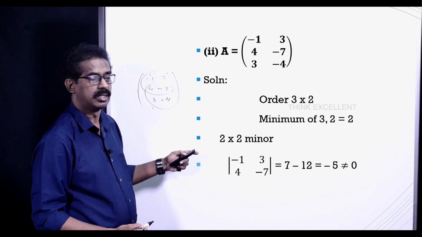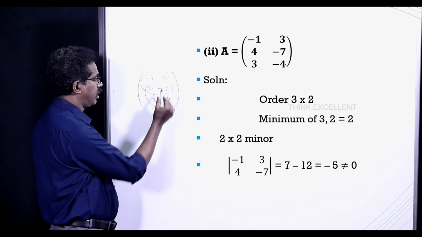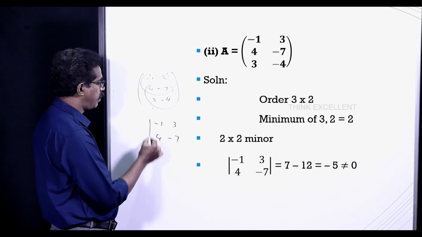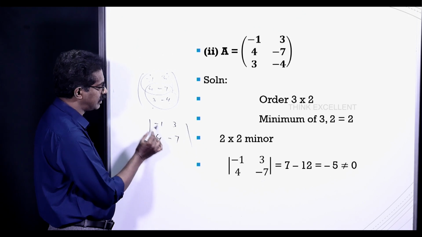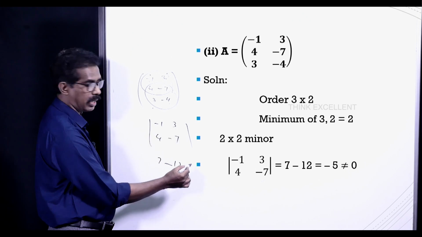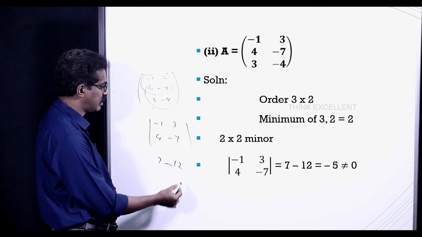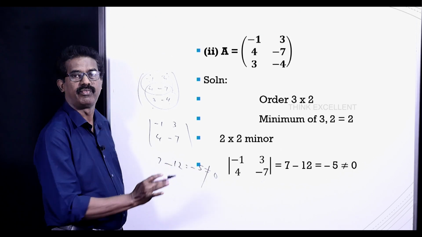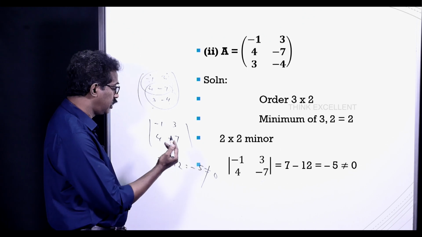Take a 2 by 2 minor. The first one you are taking: minus 1, 3, 4, minus 7. If you expand, multiply these two, right? Minus into minus is plus, so 7, minus 4 3s are 12. 7 minus 12 is minus 5. It is not equal to 0. So it is confirmed the rank is what? 2.